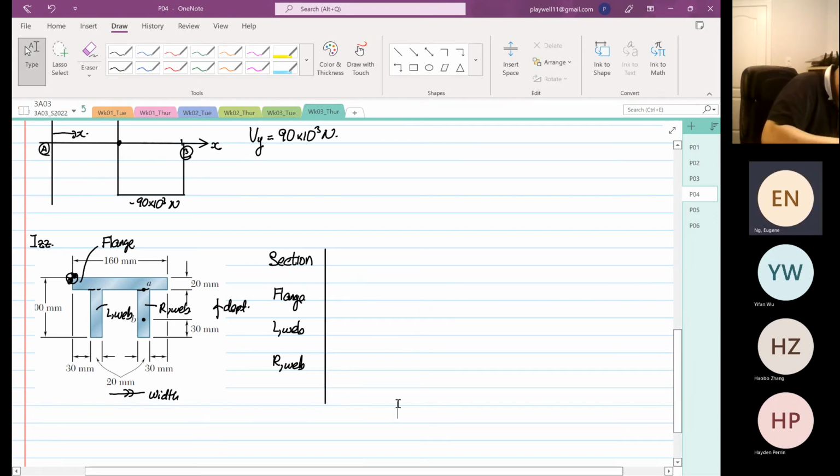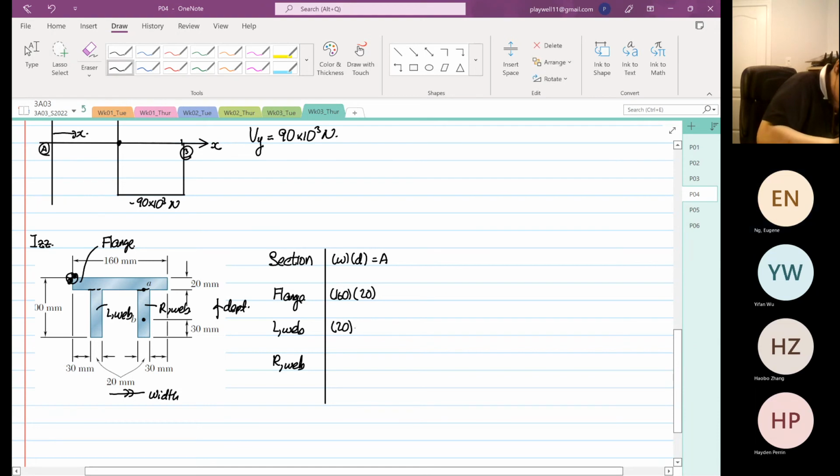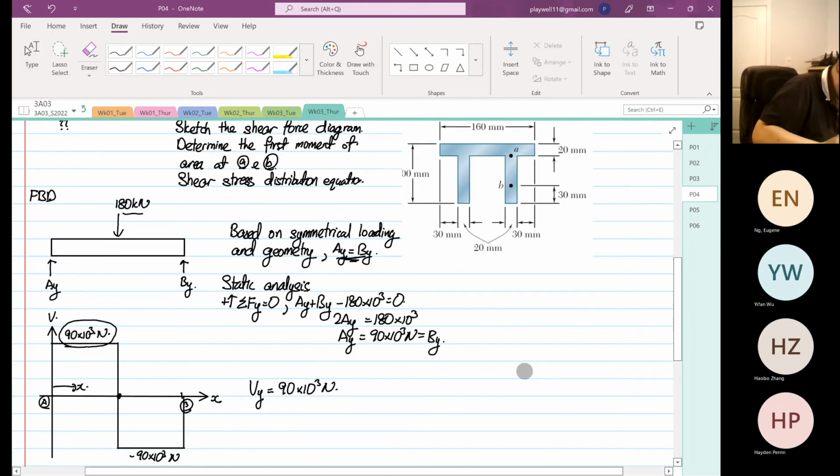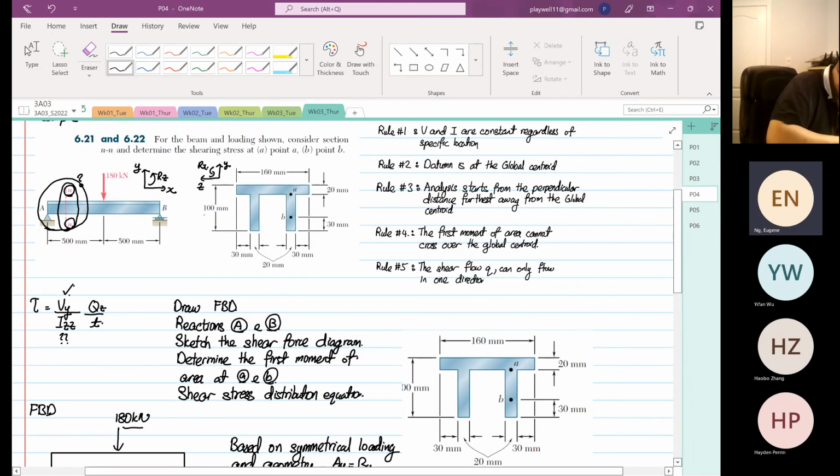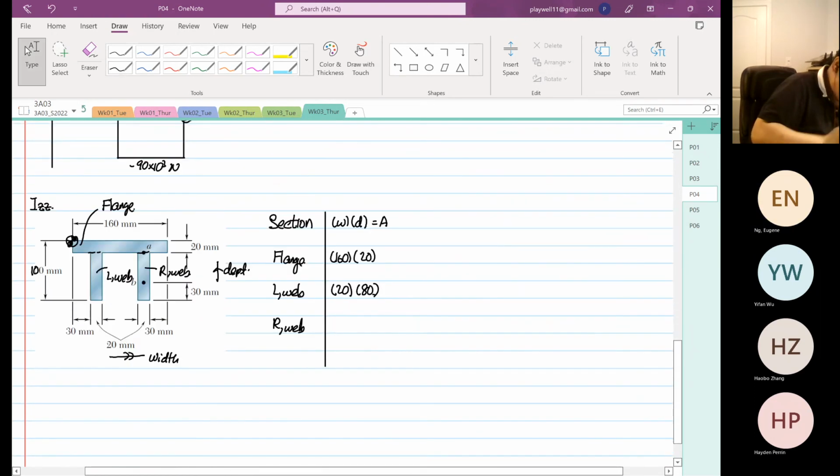So we can have our width and depth, which gives our area. The width is 160, the depth is 20, and for the web, the width is 20 and the depth is 100 minus 20, which is 80. Pardon me, this is 100. If you check in the diagram over here, it's equal to 100. Likewise, the width is 20 and 80.